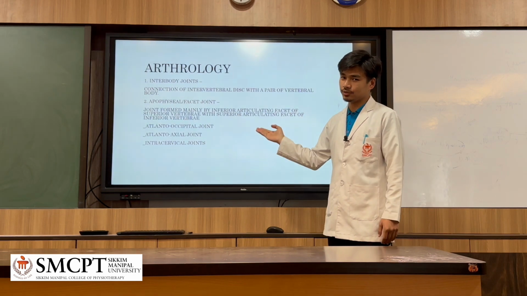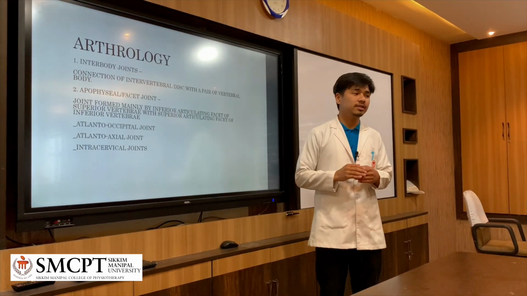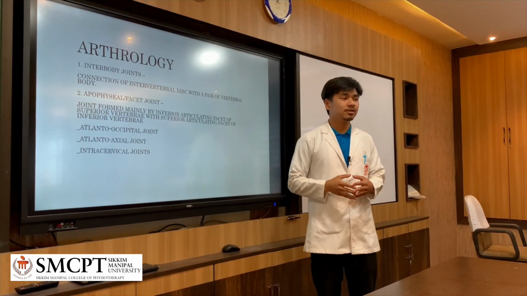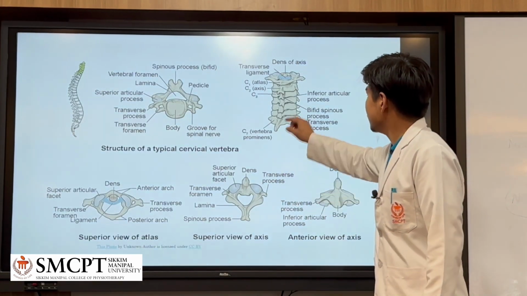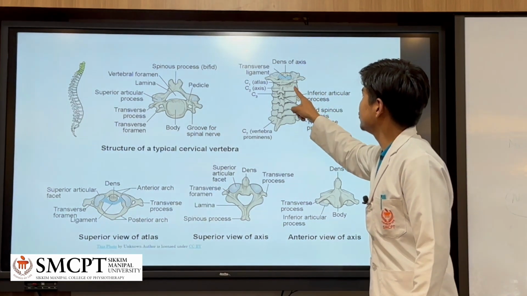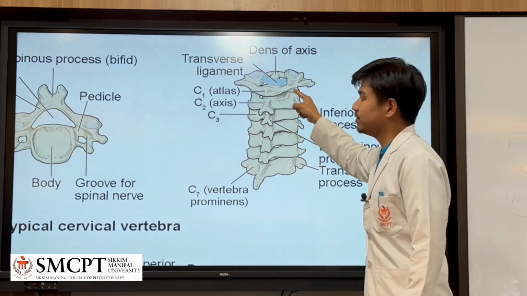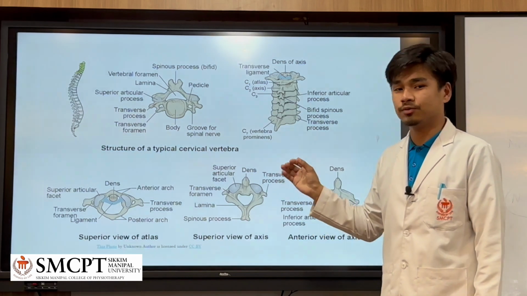Apophyseal or facet joint. It is a joint formed mainly by the inferior articulating facet of the superior vertebrae with the superior articulating facet of the inferior vertebrae. For your better understanding, when the inferior articulating facet of the superior vertebrae comes in contact with the superior articulating facet of the inferior vertebrae, the apophyseal joint or facet joint is formed.